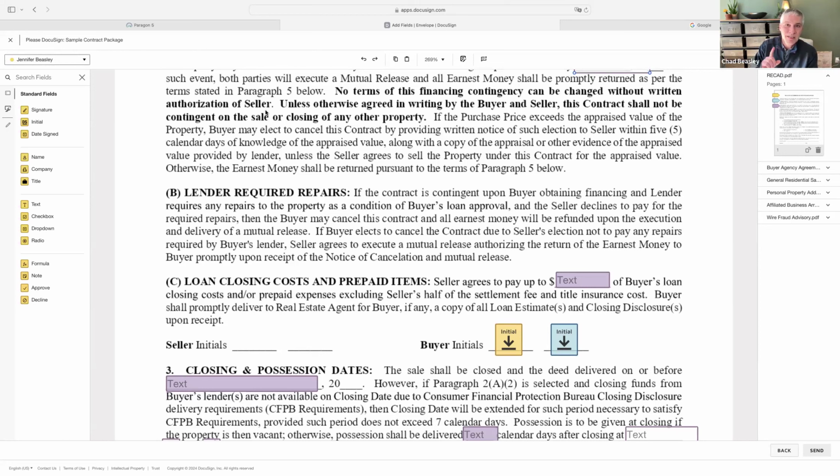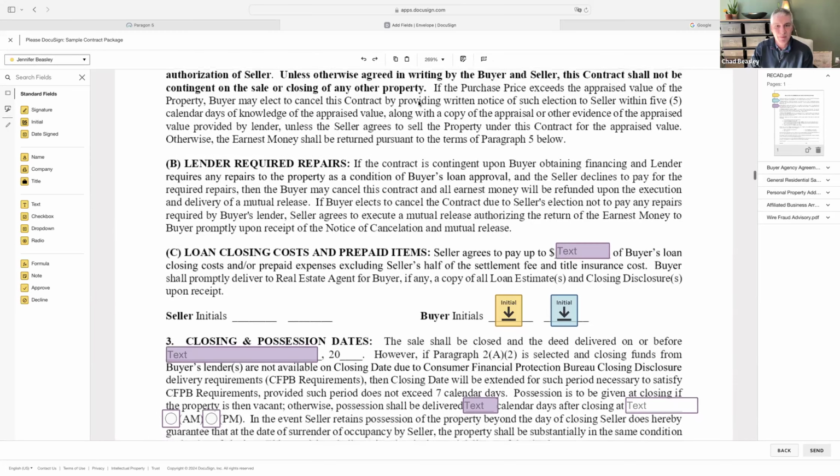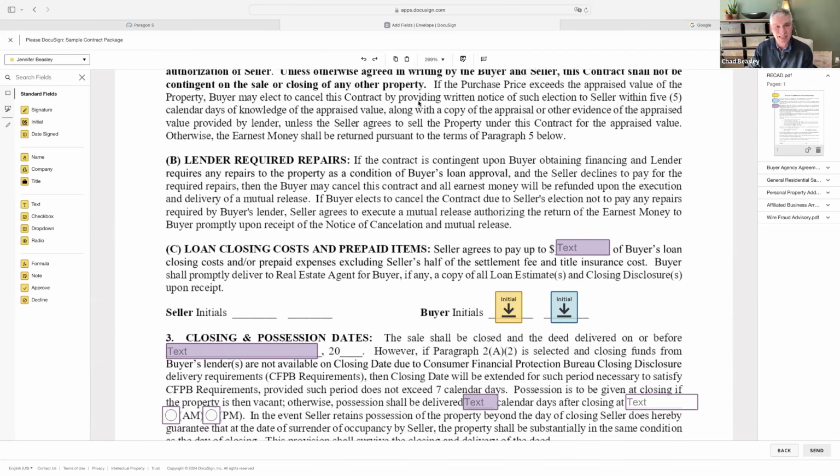This one's very important. I see this every now and then where a buyer just up and changes loan type or lender or whatever from what was originally agreed to without telling the seller at all. Maybe they're switching from conventional to FHA, which is fine if everybody agrees to it. But when that change happens, if the seller doesn't agree in writing, that's grounds for the contract being terminated. Unless otherwise agreed in writing, this contract shall not be contingent on the sale or closing of any other property. So if they've got to sell another property, you've got to state that in the contract, whether another addendum or writing it in somewhere.